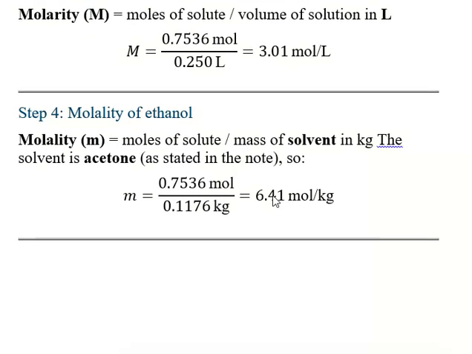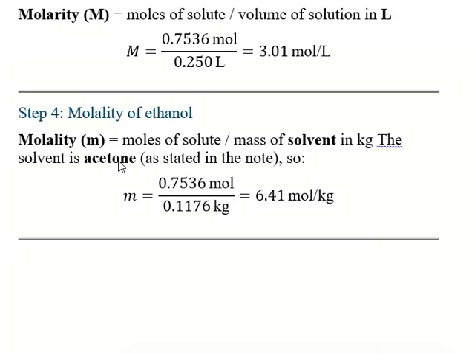Next, calculate the molality. For molality, we need the mass in kg of solvent, not the volume. And what is the solvent in the mixture? Definitely, if 2 or 3 or more than 3 liquids are mixed, usually the liquid which is taken in large amount is considered as a solvent. Acetone was taken in large amount, so acetone will act as a solvent.